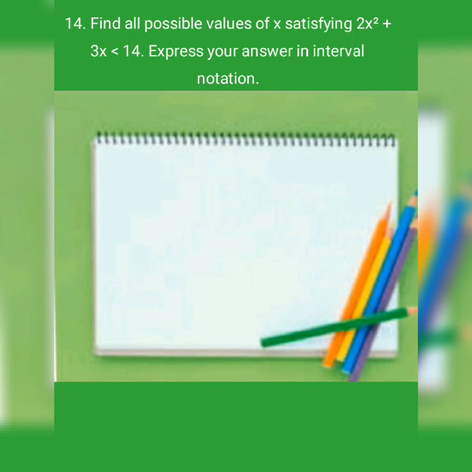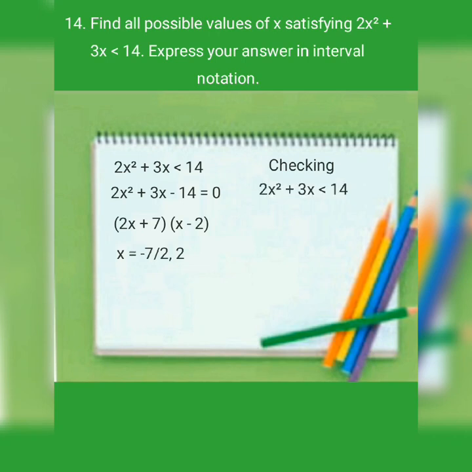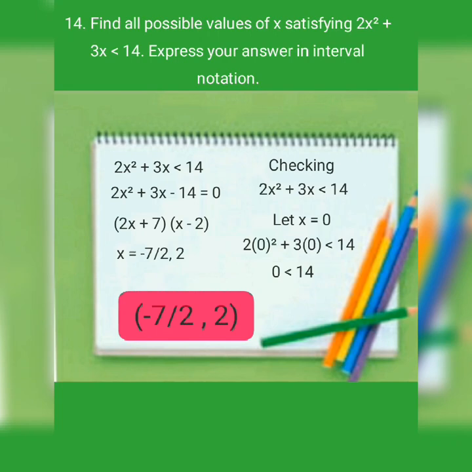Find all possible values of x satisfying 2x squared plus 3x is less than 14. Express your answer in interval notation. To find the value of x, let 2x squared plus 3x minus 14 be equal to 0. The factors of this are 2x plus 7 and x minus 2. The values of x are negative 7 halves and 2. The values of x are less than 2 but greater than negative 7 halves.